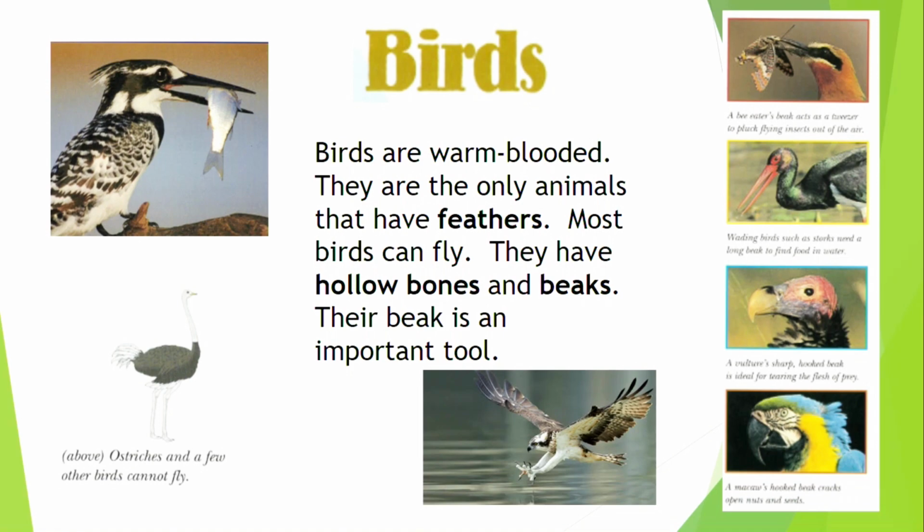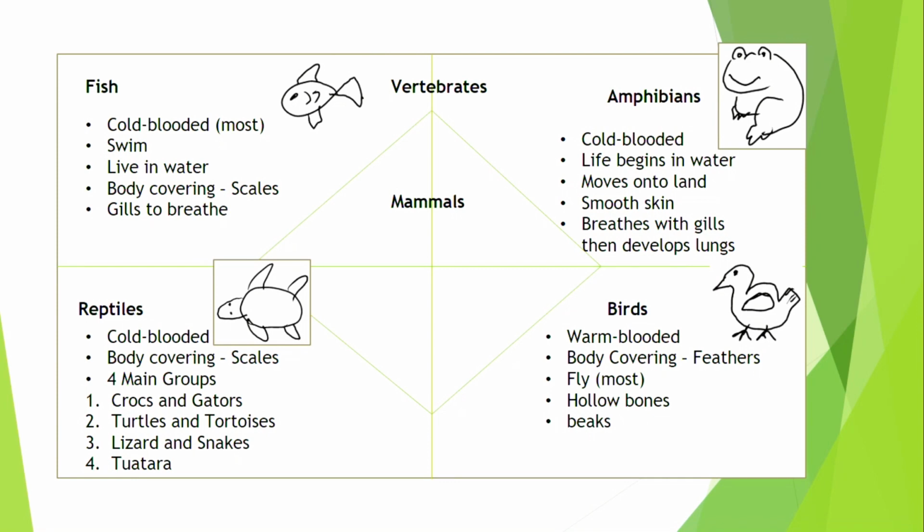Now, let's go to our slide. I'm going to write warm-blooded. They have feathers. Remember, those are the only animals that have feathers. They fly, and then in parentheses, I'm going to write most. They have hollow bones. I wonder why their bones need to be hollow. I think that's an important fact about birds. Think about why their bones should be hollow. And then they have beaks. Always remember how important the structure of a bird's beak is.